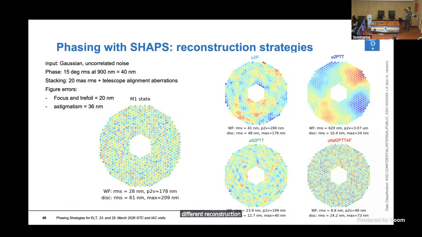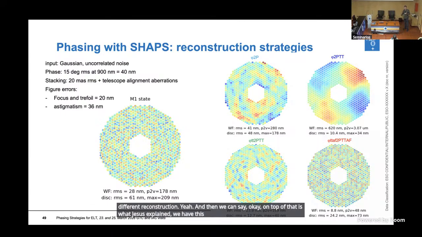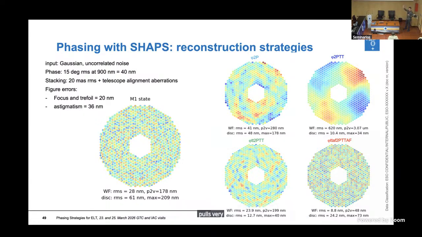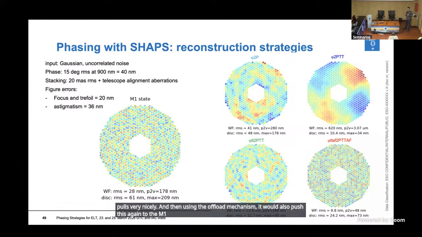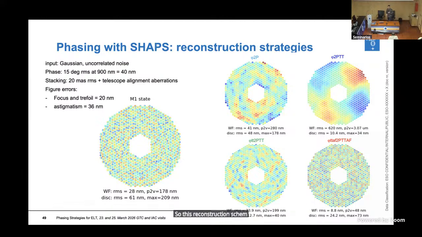Yeah, and then you can say, okay, on top of that, as what Jason explained, we have this AU loop running. So we are not left with this because we close the SCOUR loop on that. And the SCOUR loop itself will measure and correct it in the upper right plot, of course, very nicely. And then using the offload mechanism, it would also push this again to the M1 in order to heal itself. So these reconstruction schemes are quite involved.